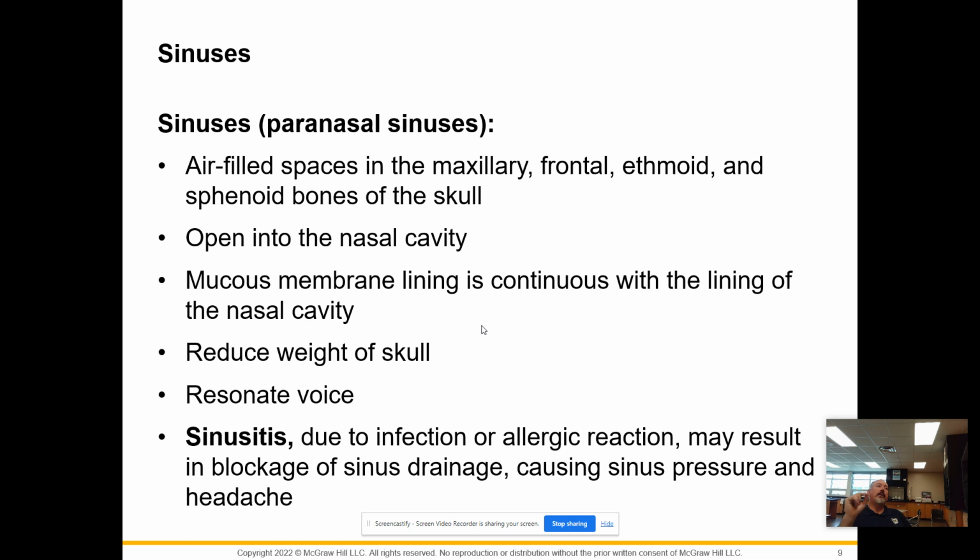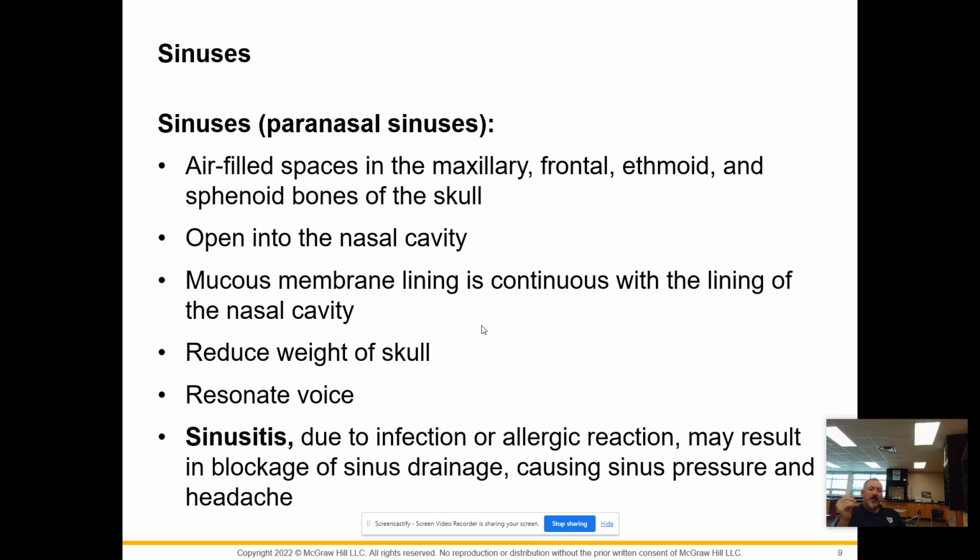Once again, they are air-filled cavities. Typically, this isn't a problem, having an air-filled cavity. Matter of fact, it helps your head weigh lighter than it would. If it's dense bone, it would be a much heavier structure. You don't need that. So it reduces the weight of the skull. That's going to help your voice resonate.